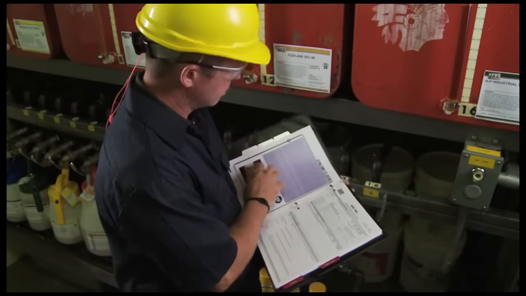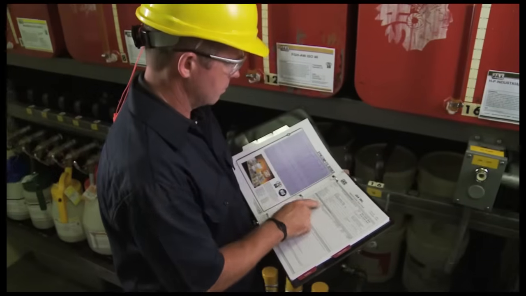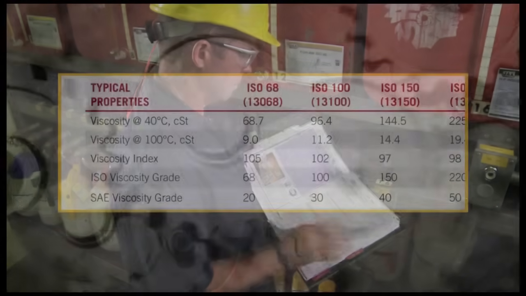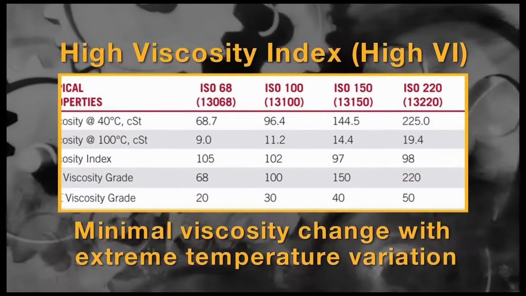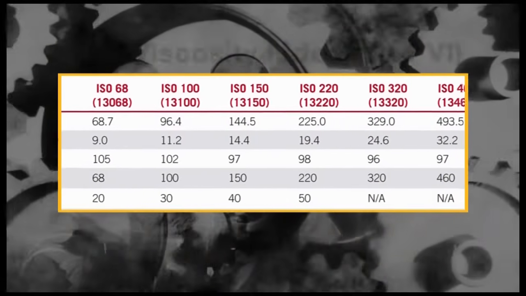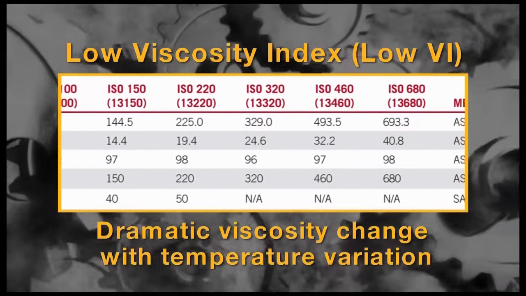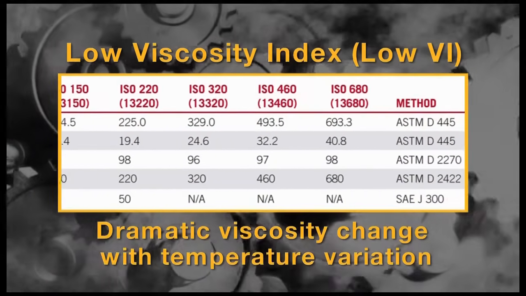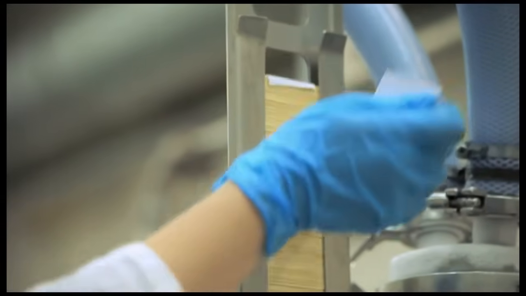The viscosity index, or VI, indicates how a lubricant's viscosity changes with variation in temperature. A high viscosity index indicates the oil will have minimal viscosity change with extreme temperature variation. A low viscosity index indicates the oil's viscosity will have dramatic viscosity changes with extreme temperature variation. So it's very important to consider viscosity index, or VI, for applications with extreme temperatures.